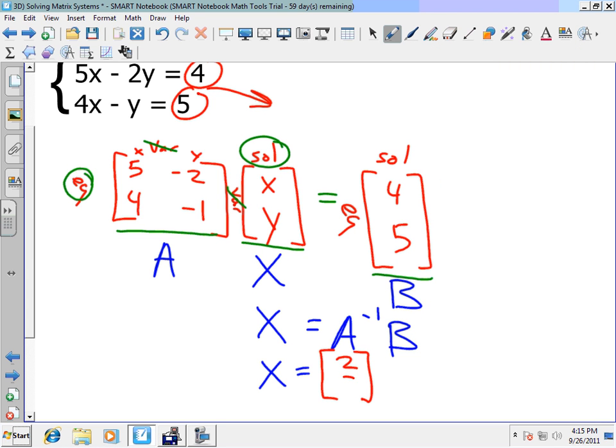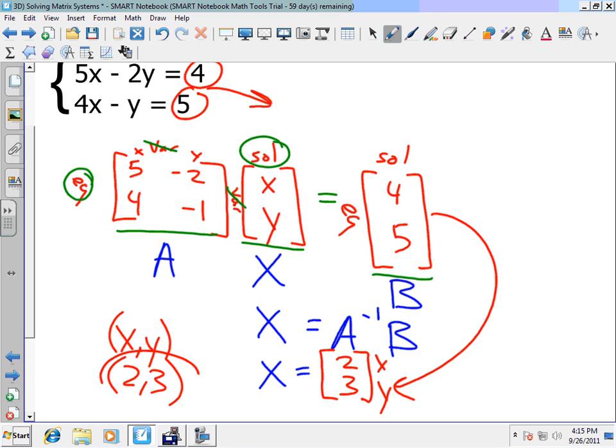So 2, then 3, and from here, we can see that x was on top and y is in the bottom. So our solution is x comma y, in our case, 2 comma 3. So notice we're able to solve the system not by using substitution or elimination and going through all the algebra, but simply by setting up a matrix, going through AXB, and get the same answer.